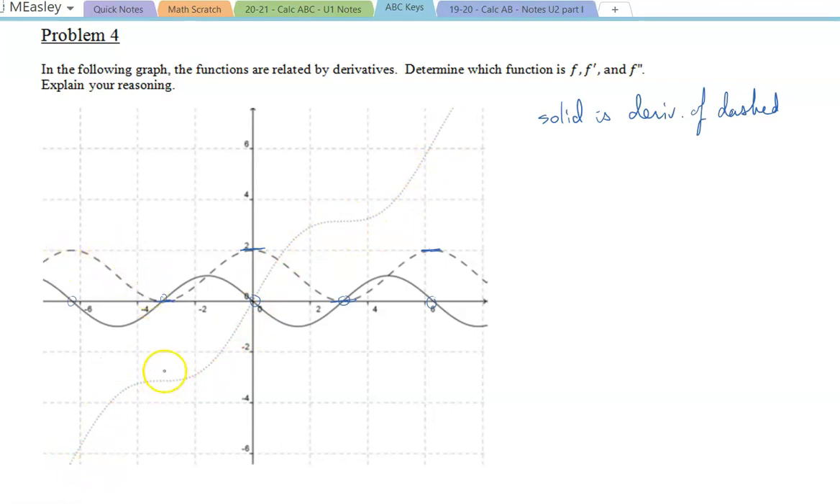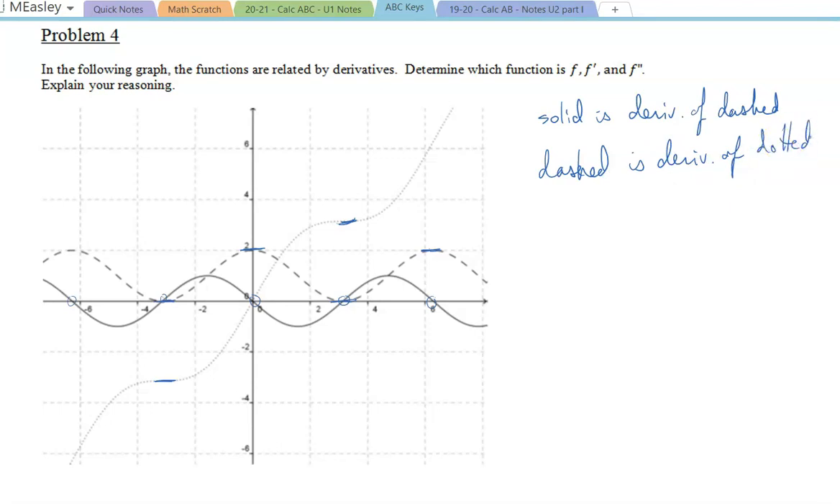So let's look at these places where we have horizontal tangents for the dotted curve. At each of these places, if the dashed one is the derivative, it should have an x-intercept. And if we look, it does. The dashed curve has x-intercepts wherever the dotted curve has horizontal tangents. So that means that the dashed is the derivative of the dotted.